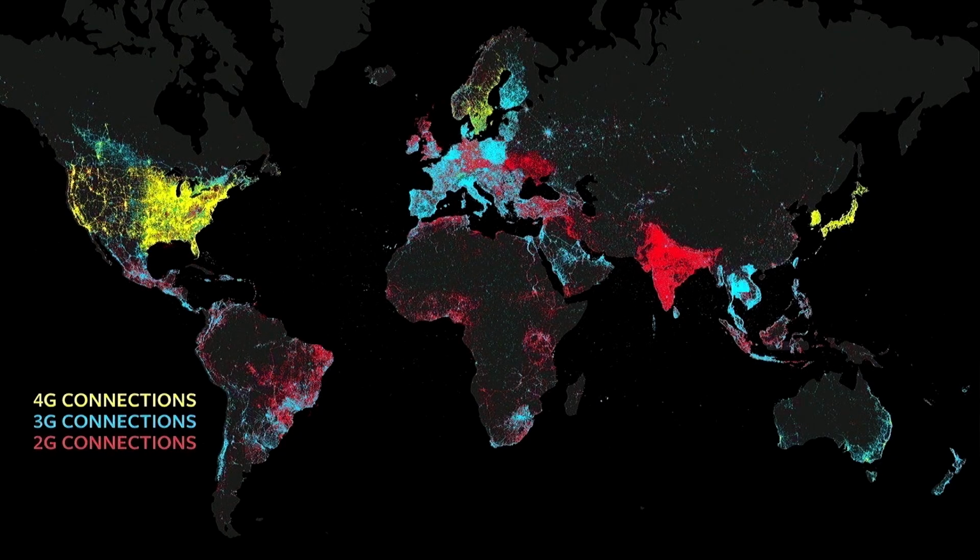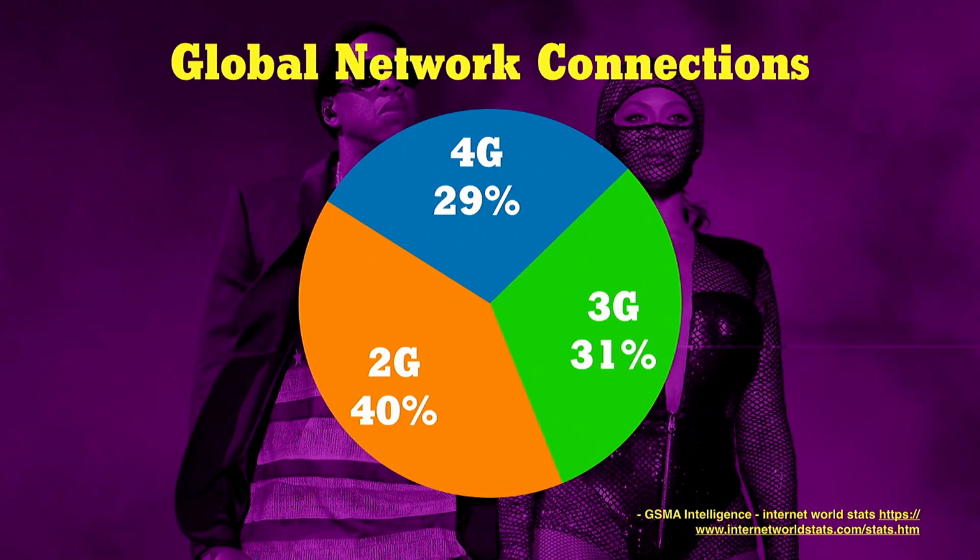Now, this is a bit of an antiquated map, but this was actually a Facebook graphic indicating some of the networks across the world. And 2G, 3G, and 4G, you can see, are pretty much spread across. But ultimately, there's a lot less 4G than some people realize. In fact, if you want more recent data, you can look at this chart right here, and you can see that 2G and 3G pretty much dominate the planet. And in fact, 2G is pretty much the most prevalent network connection across the globe.